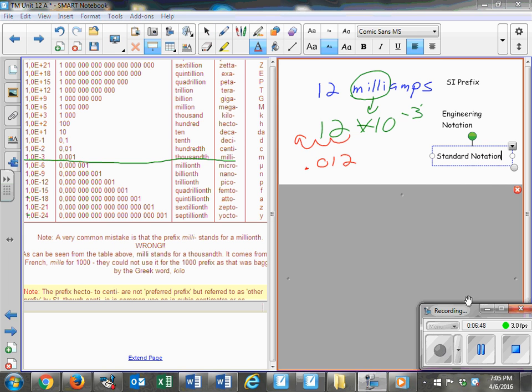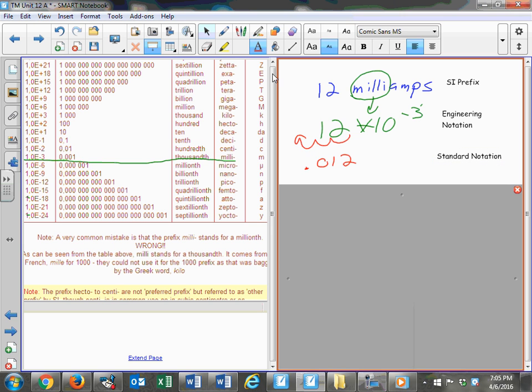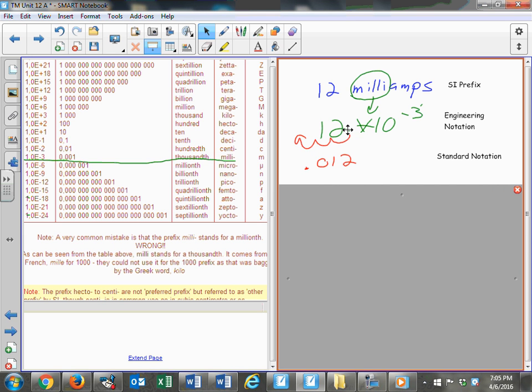So here we have our answer with an SI prefix, answer with engineering notation, which is very similar to scientific notation, only this number can be between 1 and 1,000, and this one's going to have to be a multiple of 3. And then standard notation is the one with all the zeros.